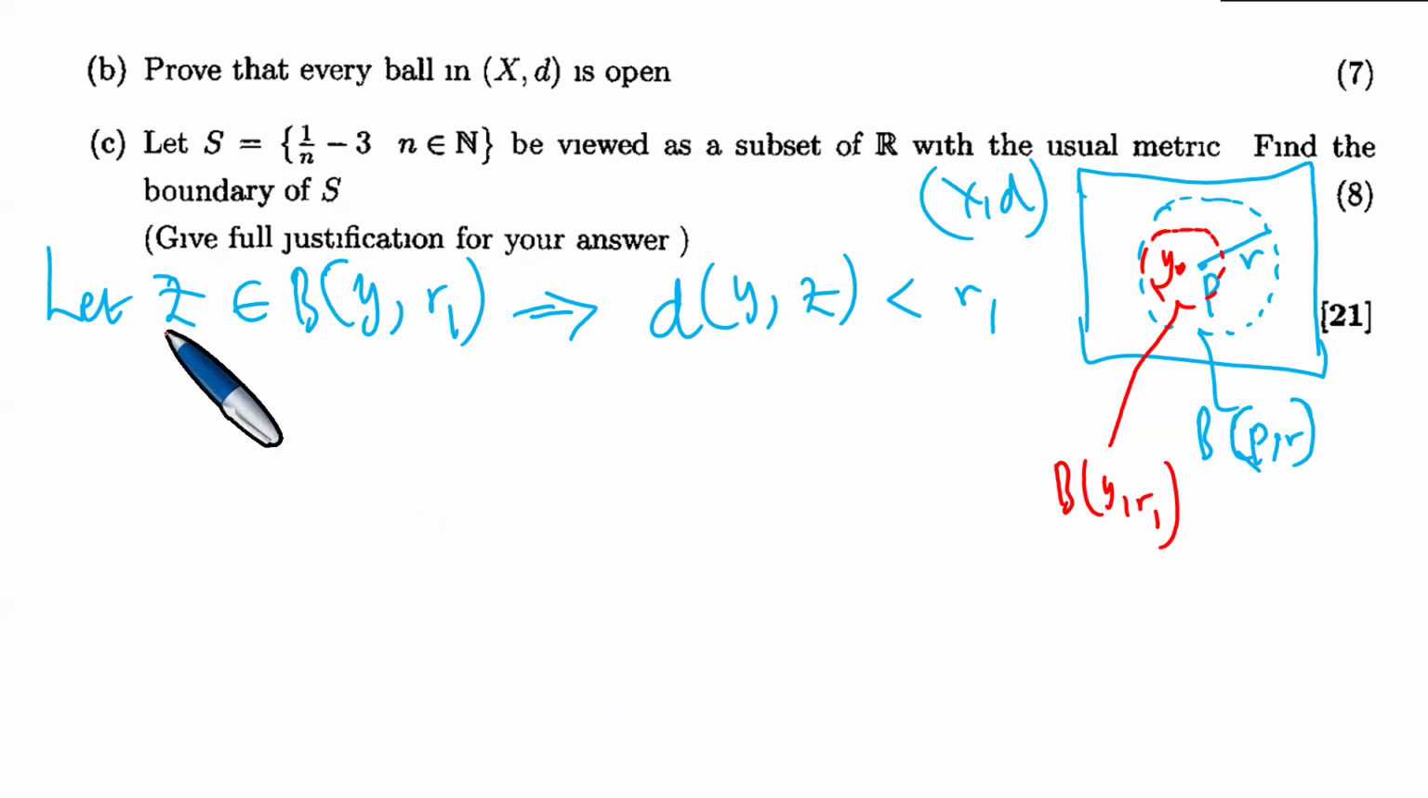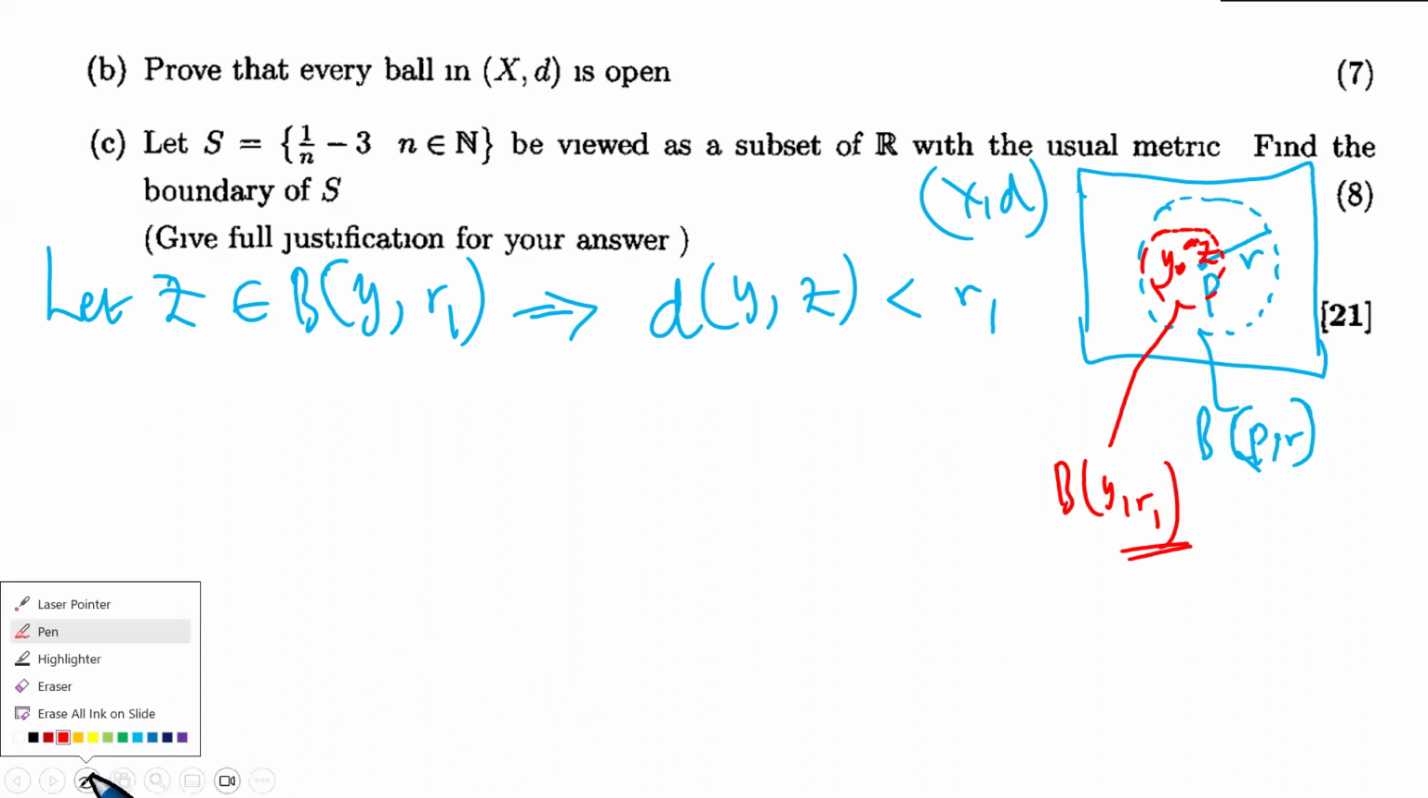Now we are saying let Z be a point in this red one. So in the red one, we are taking a point we call Z. And then we're saying the distance between Y and Z is smaller than R1. Well, it is true because both points Y and Z are in the red ball, and the red ball has a radius R1. So the distance between these two is smaller than R1. So indeed, that is true. Next.